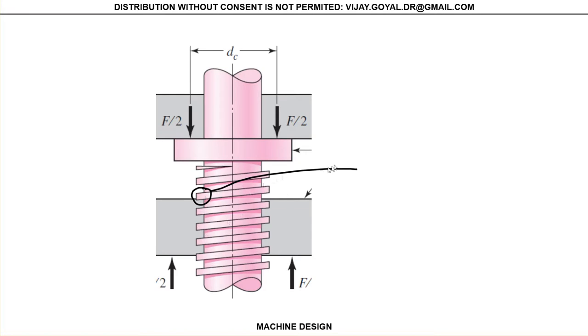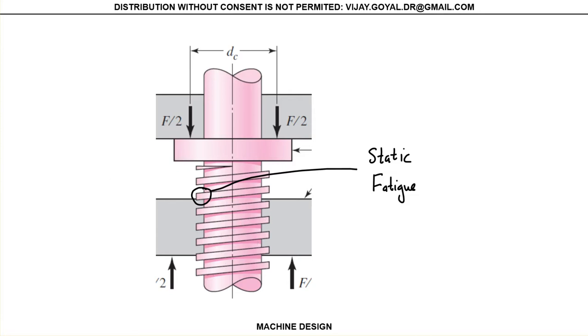We know that these threads are going to be subject to loads, both static, so we have to make sure it's safe in static. Also, it's going to be subject to loads in fatigue because most likely, if we say power screw, it's going to go up and it's going to go down. So in one case it will be in compression, in one case it's going to be in tension. So we want to analyze this problem like this.